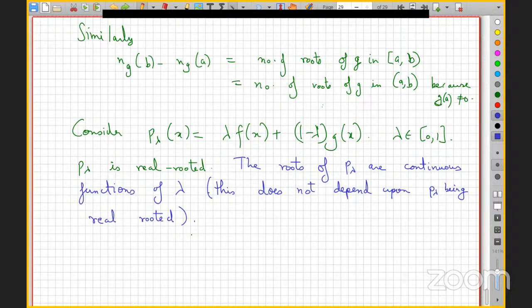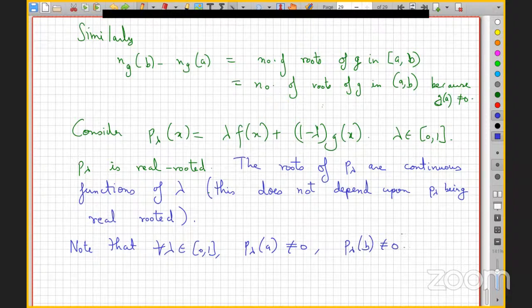No. Yeah, because of the same reason, right? Because both F lambda and G lambda have the same sign at A and B. So note that for every lambda in [0, 1], P lambda of A is not equal to 0 and P lambda of B is also not equal to 0. So these continuously varying roots, which happen to be inside this interval AB, can never go outside it.